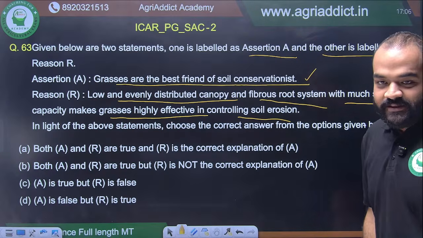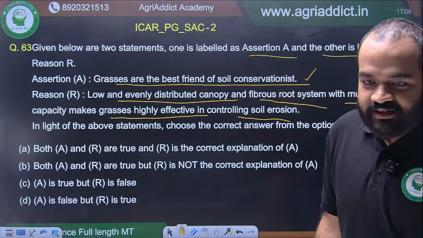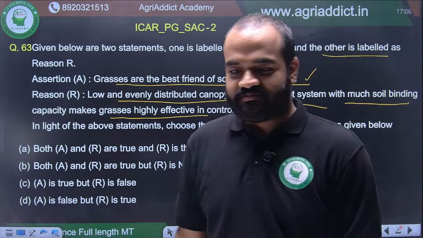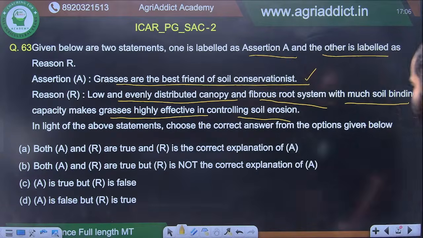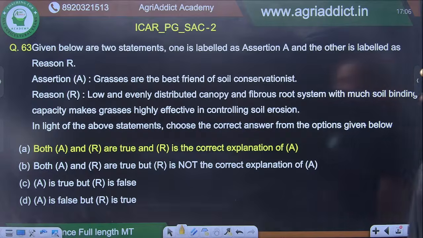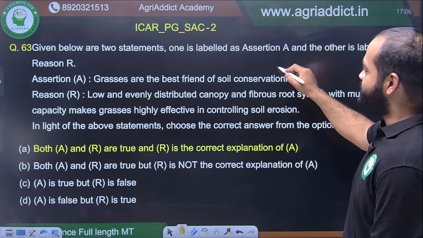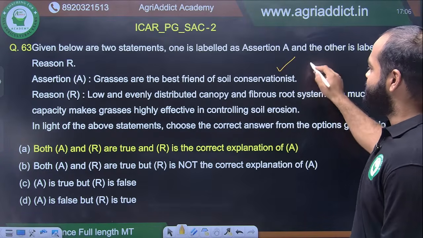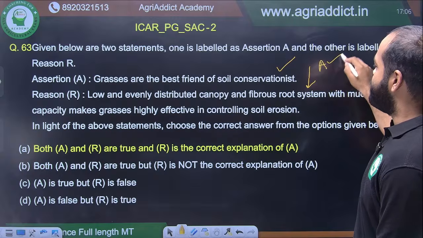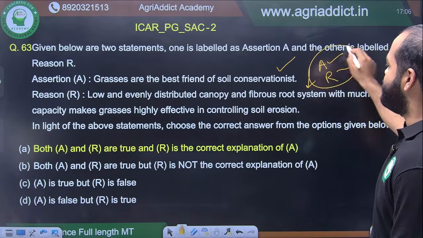I can see option A. Where are the other answers? Option A, option A, option A. Yes, nothing to worry about here. It is definitely option A. Grasses are the best friends of the soil conservationist. Why? This is the answer. So A is correct, R is correct, and both are related also.